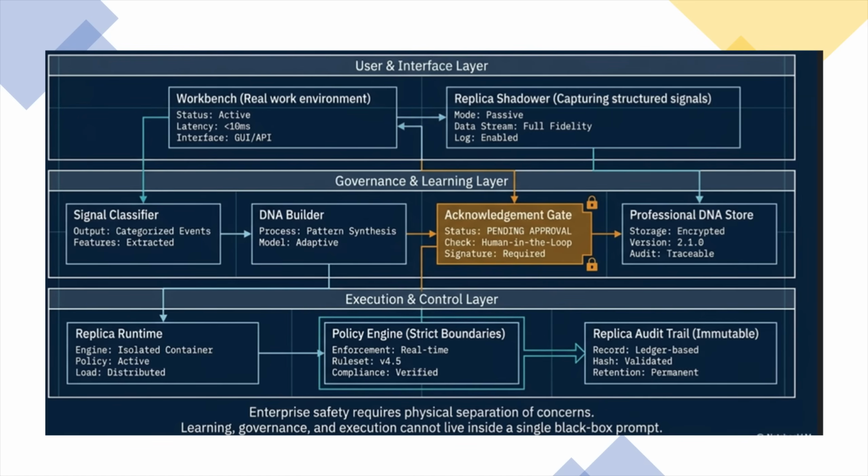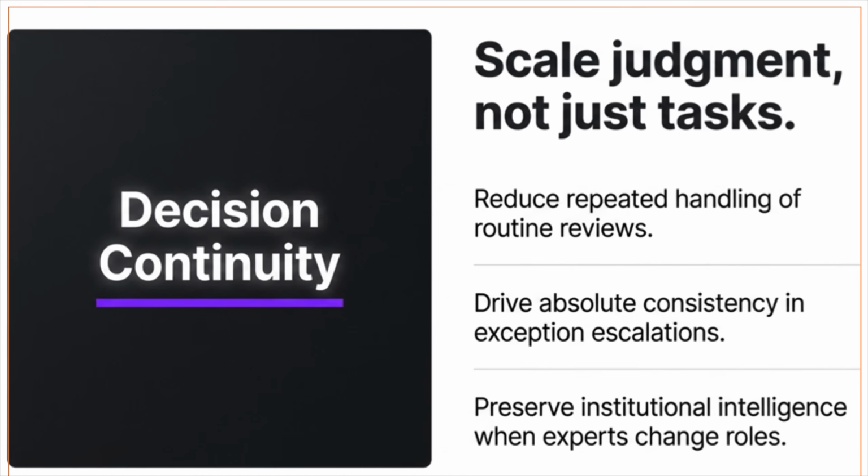So, what is the biggest mistake leaders should avoid? The bigger opportunity is not replacing professionals. It is preserving and scaling professional judgment safely. That is a useful angle. It is not just operations, it can apply to expert judgment roles. Final question. What should leaders remember about digital replica?